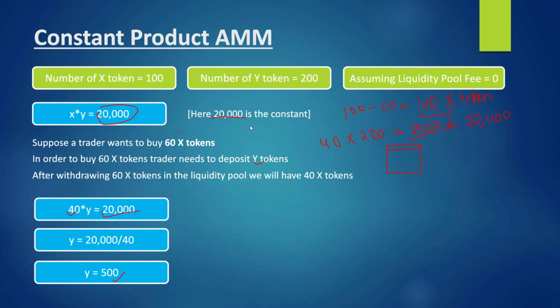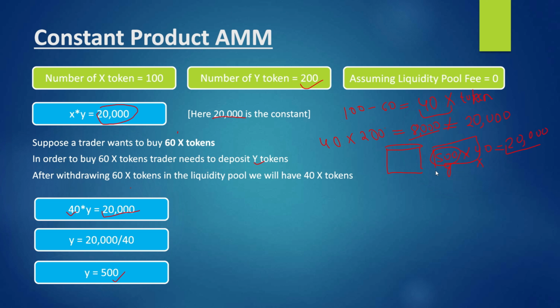in order to have this constant always. So now if I calculate this 500 into 40, where this is our y and this is our x, you will see that this value gives us 20,000. So you can see by depositing 300 more tokens, because currently we have 200 tokens, right? Initially we have 200 tokens.